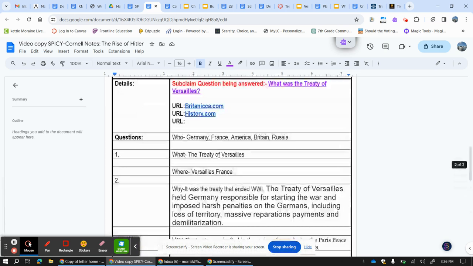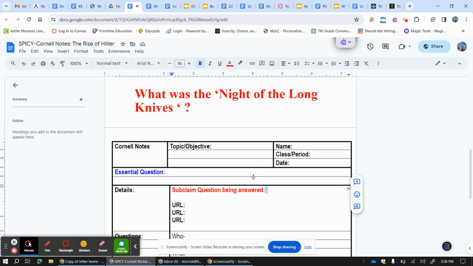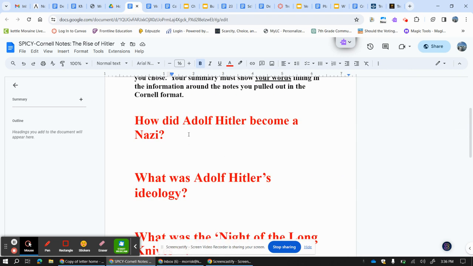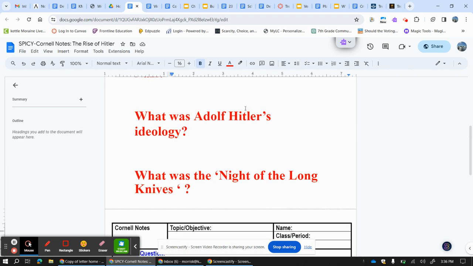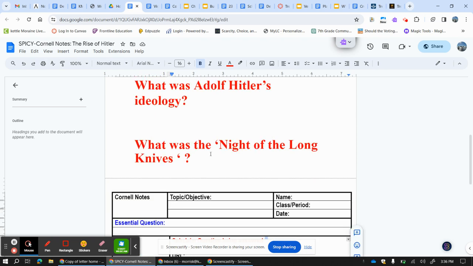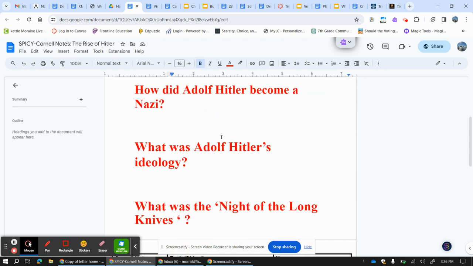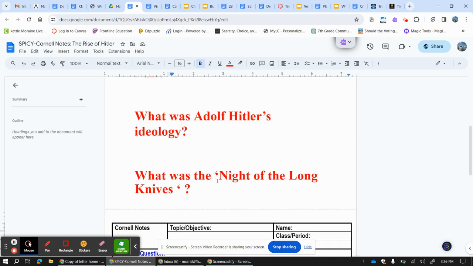Only this information is going to be here, and you're going to do it with these three questions. How did Adolf Hitler become a Nazi? What was Adolf Hitler's ideology? And what was the Night of the Long Knives? If I was doing this, for the what, how did Adolf Hitler become a Nazi, my what would be Adolf Hitler becoming a Nazi. My what here is Adolf Hitler's ideology. And my what here is the Night of the Long Knives.